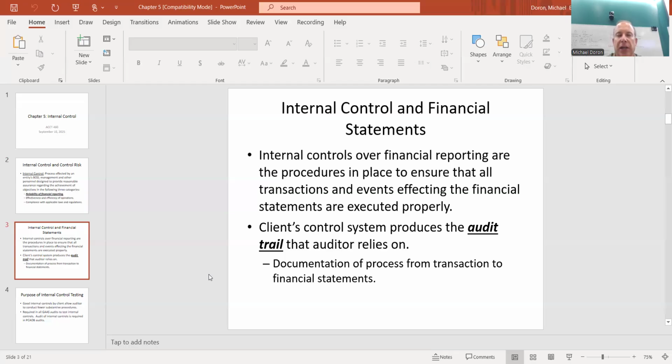Internal controls over financial reporting are the procedures in place to ensure that all transactions and events affecting the financial statements are executed properly. The client's control system produces the audit trail that the auditor relies on. This is the documentation of process from transaction to financial statements. Okay, we're going to use this term a lot, the audit trail. The audit trail are all the documents produced along the way that a transaction happens that provides the evidence for the auditor.